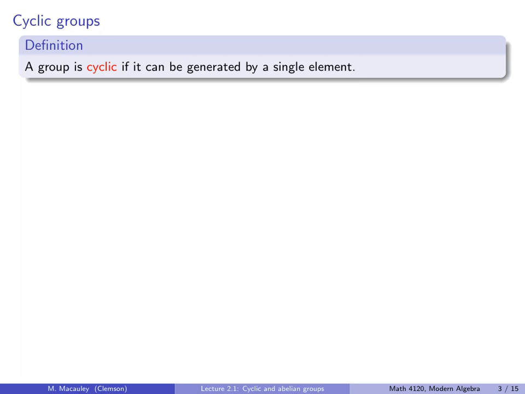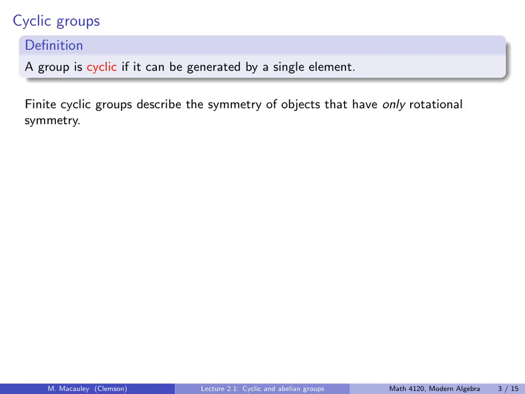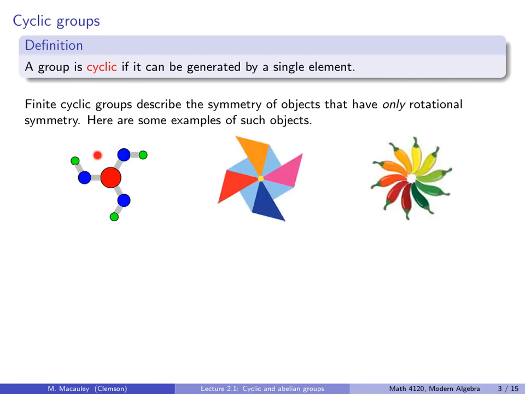So on to our first family of groups, cyclic groups. A group is cyclic if it can be generated by a single element. Finite cyclic groups describe the symmetry of objects that have only rotational symmetry. Here are some examples. Now we've seen this one before, and here are 2 more.